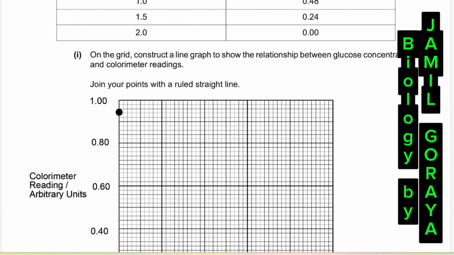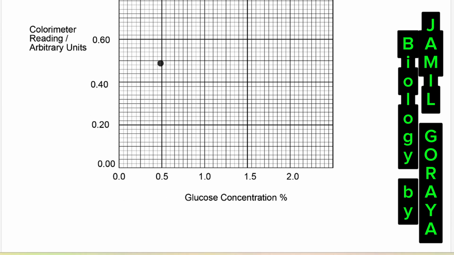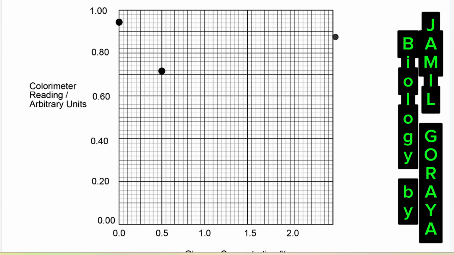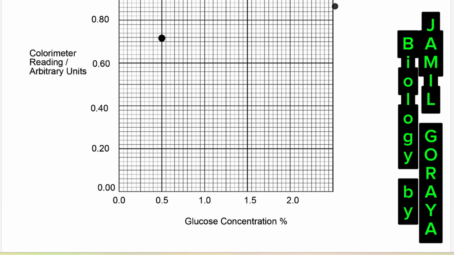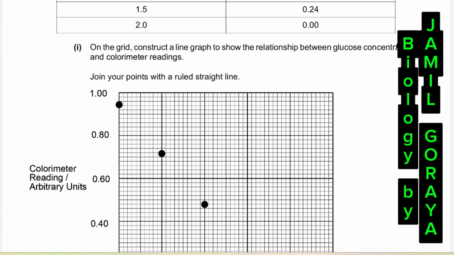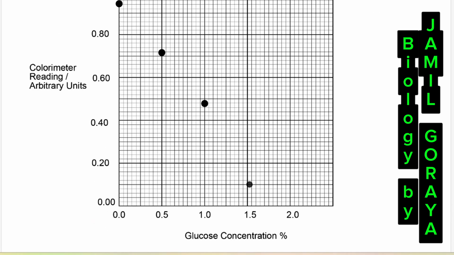Similarly, the next reading is 0.71 at 0.5. This is 0.7 and above it is 0.71. Moving to the next, at 1, reading is 0.48. This is 0.5, so below it will be 0.48. The fourth reading is at 1.5, 0.24. Here it is 0.24.